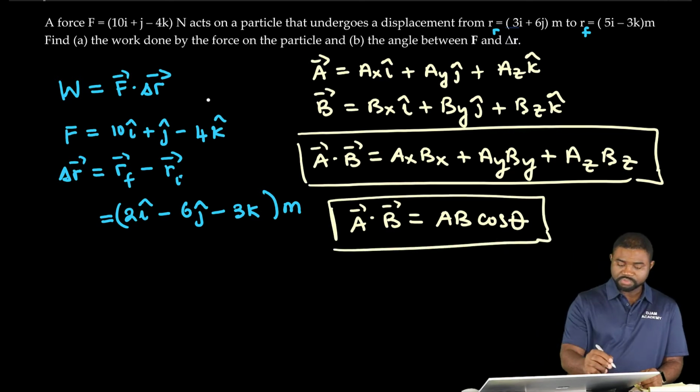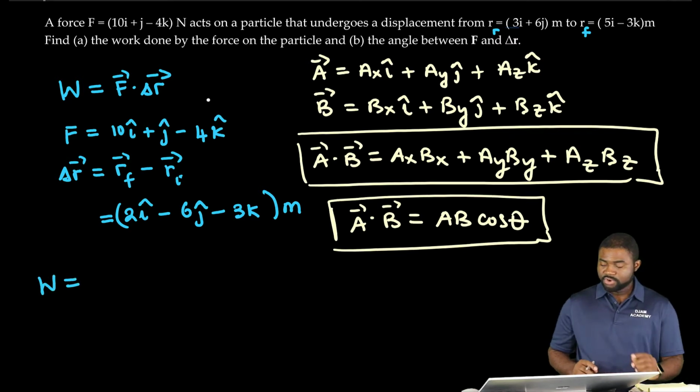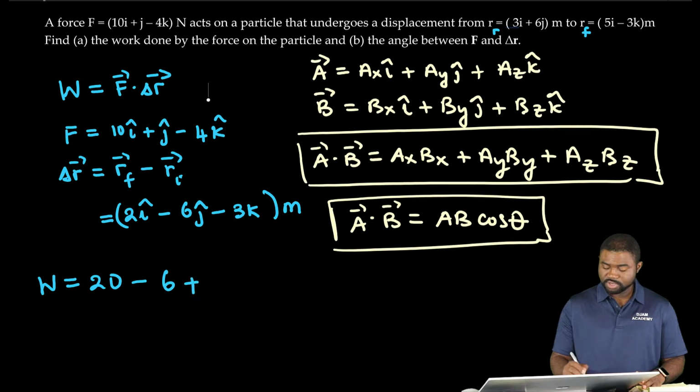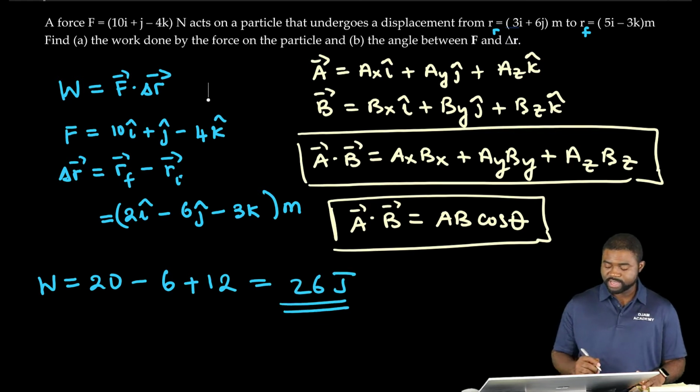That being said, this would mean that the work done by the force on the particle is given by, you simply multiply corresponding indices. This is 20, minus 6, plus 4 times 3, that gives us 12. So this will be equal to 20 minus 6, that gives us 14. 14 plus 12 gives us 26 joules. So the work done by F on the particle is 26 joules.